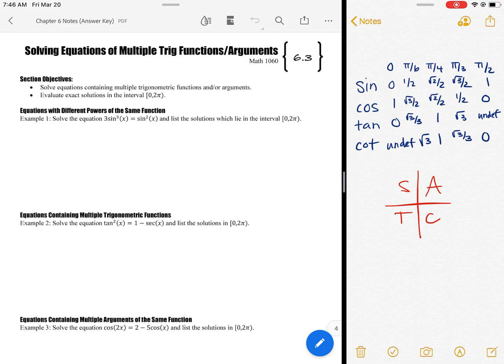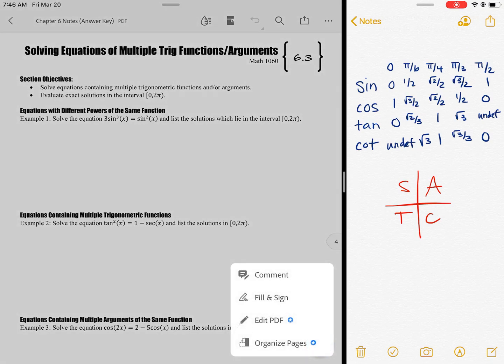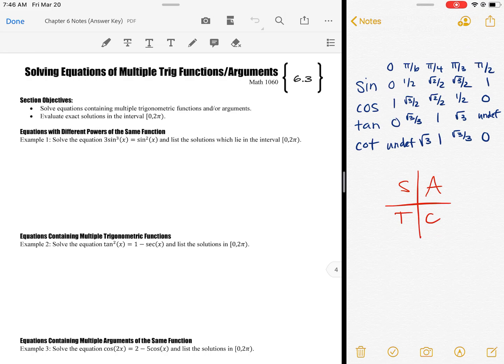All right, today we're going to look at solving equations of multiple trig functions or arguments. So not just like sine of x, maybe sine of 3x, or maybe there's a sine squared and a sine, etc. in our function. So let's look at the first one. The first one says, okay, we've got the equation 3 sine cubed equals 2 sine squared.